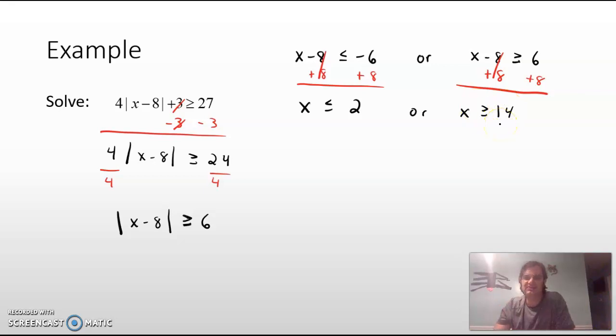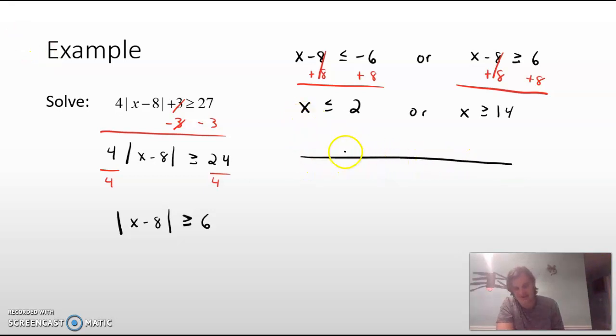Now, if you look at these two sets and everything worked out correctly, what you notice is your answers are going to be less than 2 or greater than 14. And we have to say or because there's no number that's less than 2 and greater than 14 at the same time. So let's see what that looks like on a number line, and then we'll see what it looks like in interval notation. So I'm going to put my 0 in, I'm going to put my 2 in the number line, I'm going to put my 14.